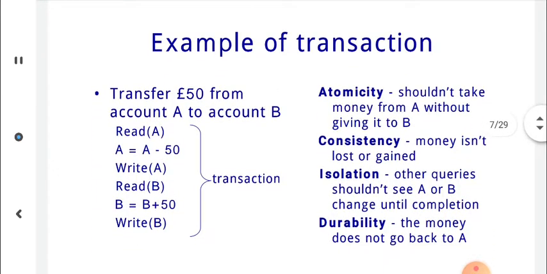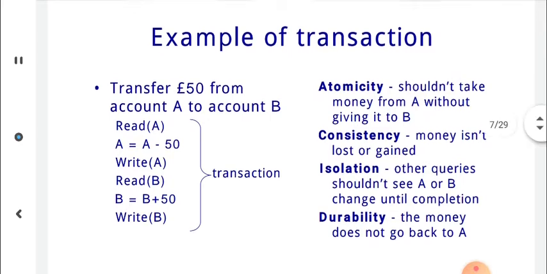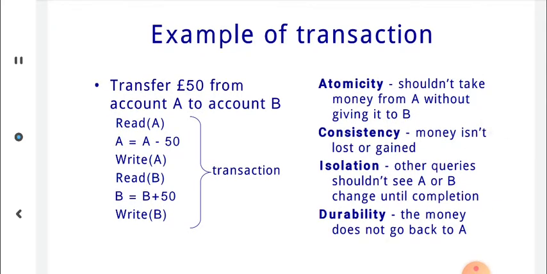Now, an example of a transaction: you are transferring funds from one account to another. What do you do? You read A first. Since you are transferring £50, you subtract 50 from A, and then you write the new value of A. Then, since you are transferring to B, you read B, add 50 to B, and then write B. So atomicity means you should not take money from A without giving it to B. That means you have to ensure that A is subtracted before giving it to B.